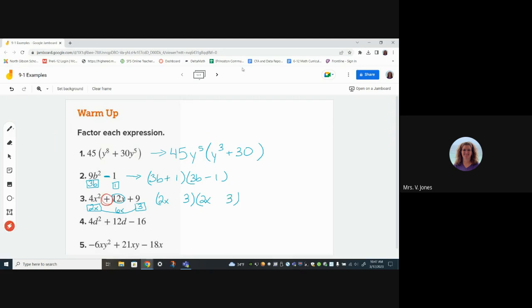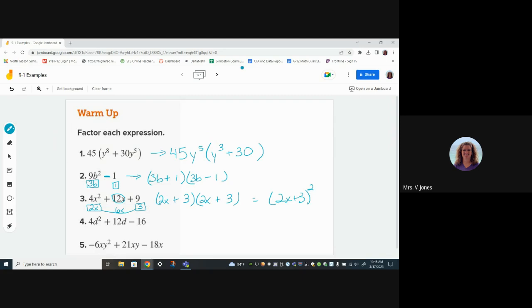Now, this goes with a bigger number, we always say, but when you actually do this, you get a 6x in both of them, so they're the same number. But this means the signs are the same. So the signs are the same, and they're both positive. You can also write it as 2x plus 3 squared. So you may see that sometime.